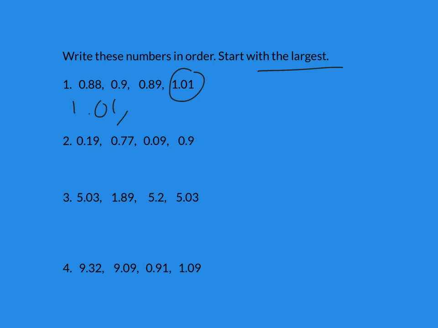Now, this 0.9, you could write it down as 0.90, okay? So 90 is bigger than 88 and bigger than 89, so it's 0.9. Then it's 0.89, and then finally 0.88 is the smallest, okay? So I would like you to pause the video now, and then I'll go through questions 2, 3 and 4.